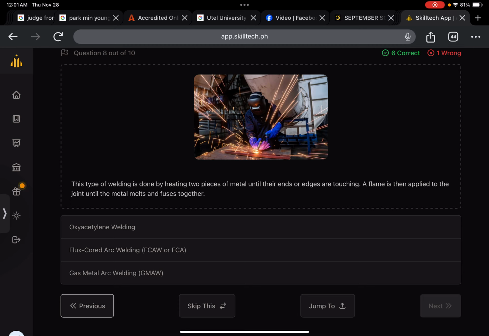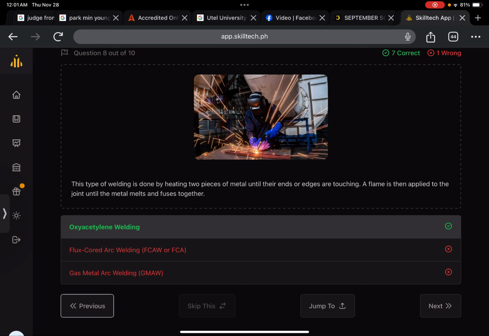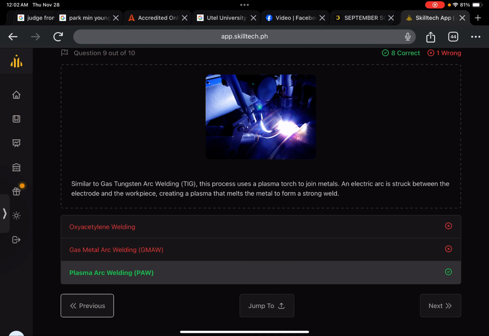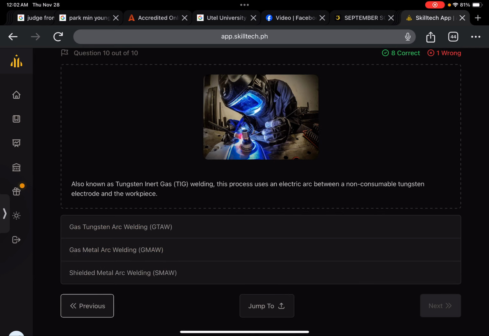So I think this is going to be oxyacetylene. Next we have the plasma. Uses plasma torch to join, also known as tungsten inert gas, non-consumable, the tungsten GTAW.